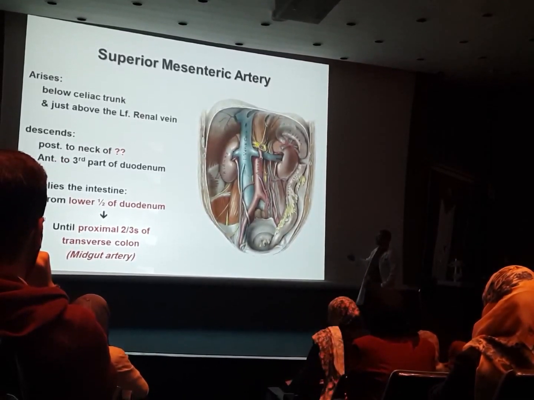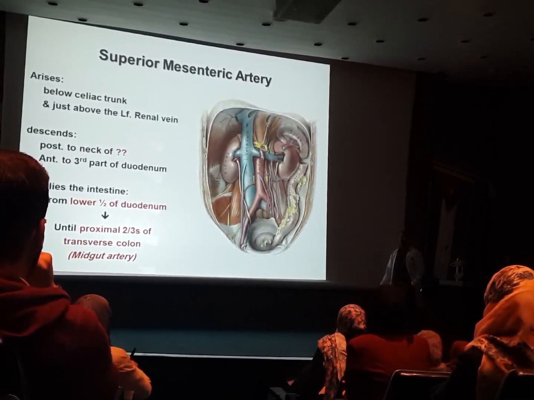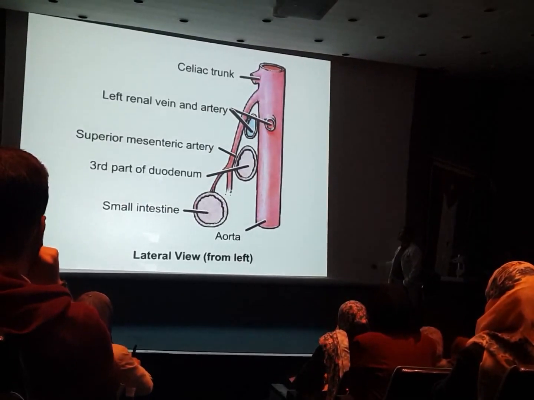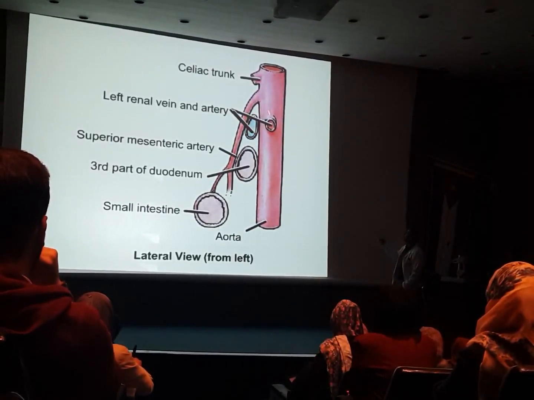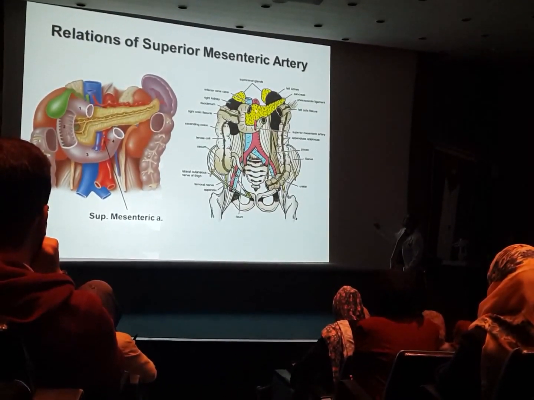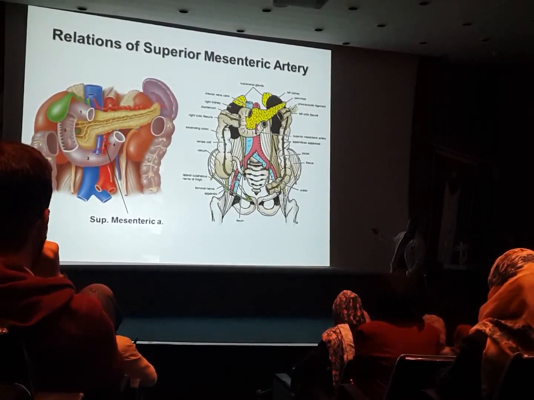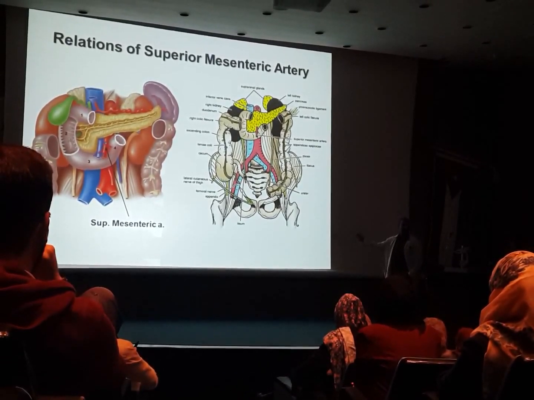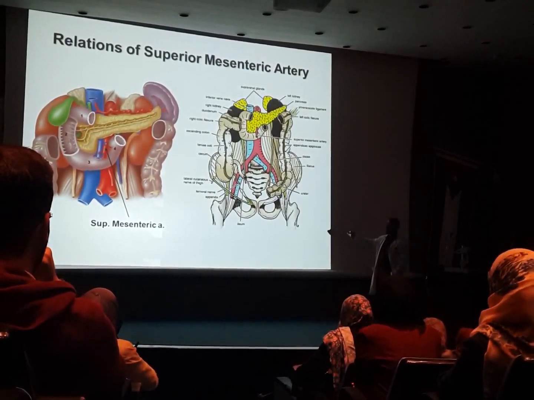It descends posterior to the neck of the pancreas. If you look, this is the relationship. You see, this is the aorta, this is the superior mesenteric, this is the left renal vein. If you look here, you will see that the superior mesenteric is passing behind the neck of the pancreas. So it's behind the pancreas. Okay, so it's retroperitoneal first.